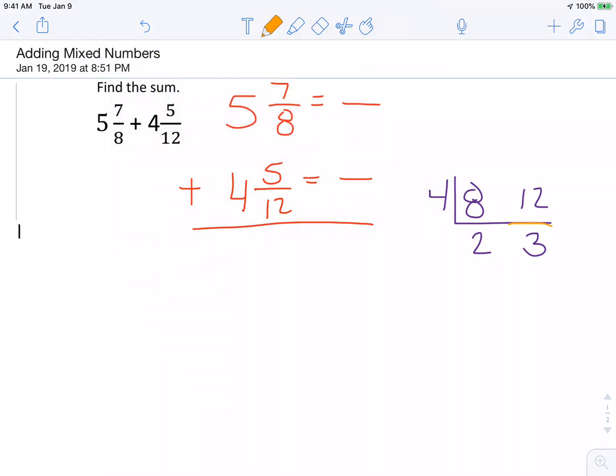I'm going to draw my L, representing my least common multiple or my least common denominator, and then I'm going to multiply all three numbers. So 4 times 2 is 8, 8 times 3 is 24. So my common denominator is 24.